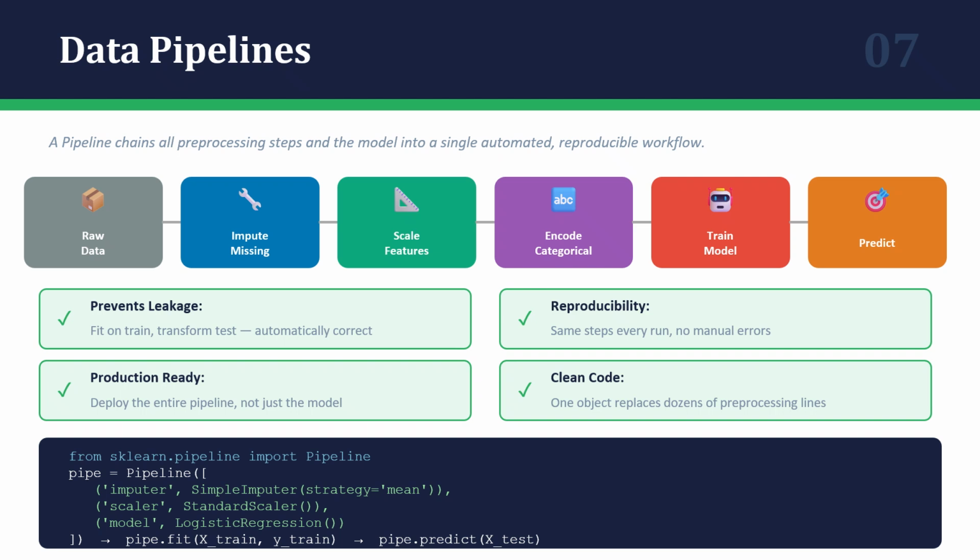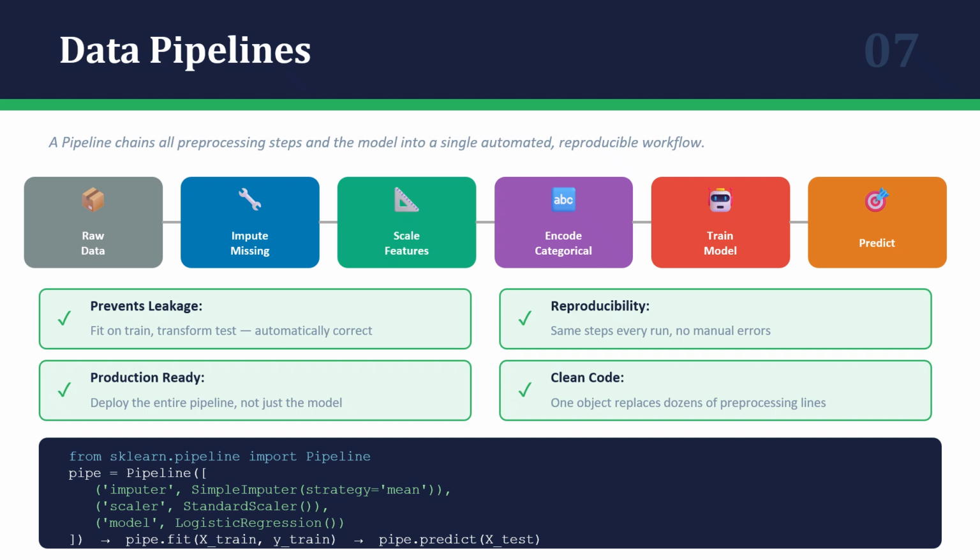So the key benefit is leakage prevention. When used with cross validation, sklearn refits the entire pipeline on each training fold. This means the scaler only sees the current training fold, not the validation fold. Example with cross validation: cross_val_score(pipe, X_train, y_train, cv=5). This is the gold standard.